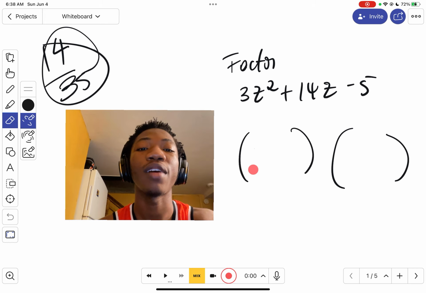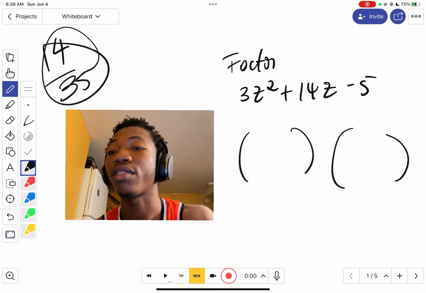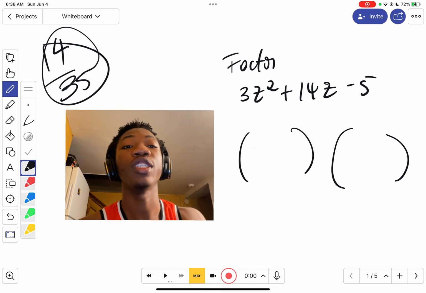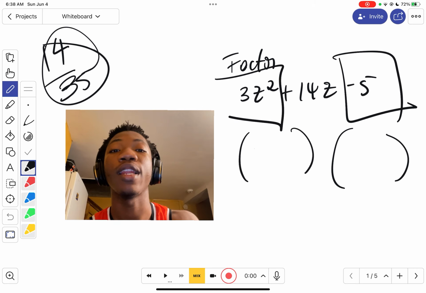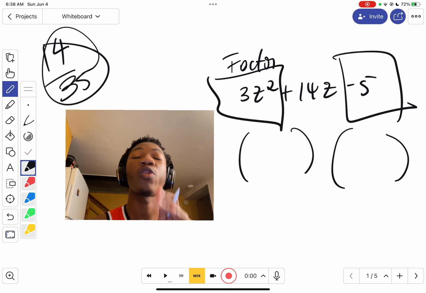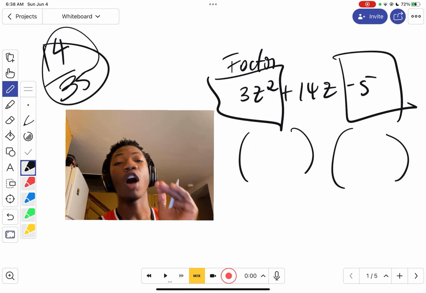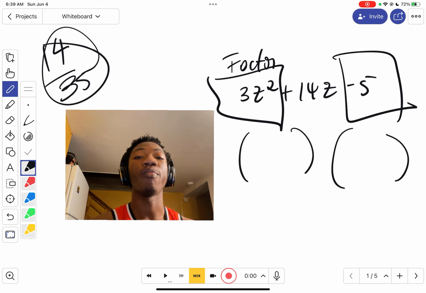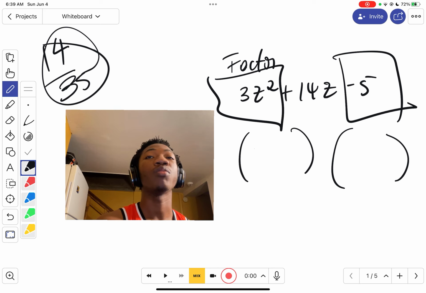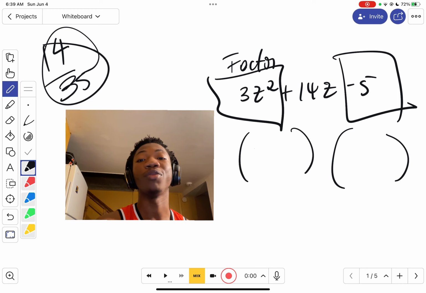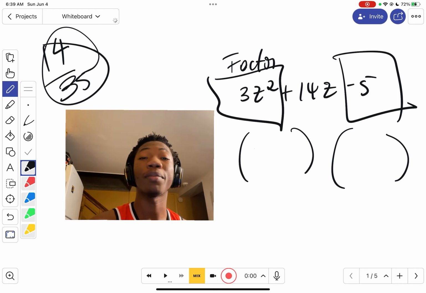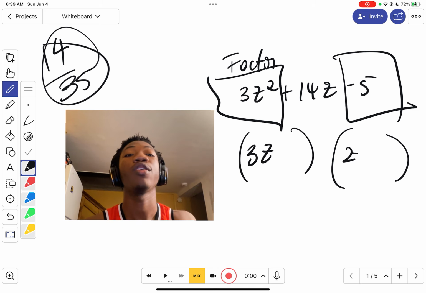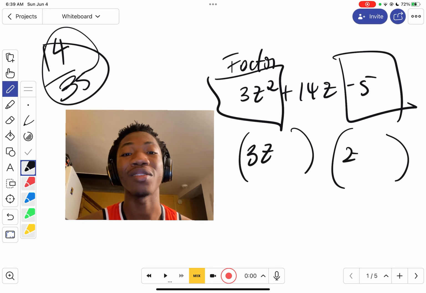So you obviously will have the two parentheses, right, to factor the equation. And your main preoccupation will be the -5 and the 3z². The first question that you need to ask yourself is, how am I gonna use the two parentheses so that once you multiply it, it will give you 3z²? The only thing that I'm thinking about right now is doing 3z on the first one and z on the second one. Why do you need to do 3z on the first one and z on the second one?